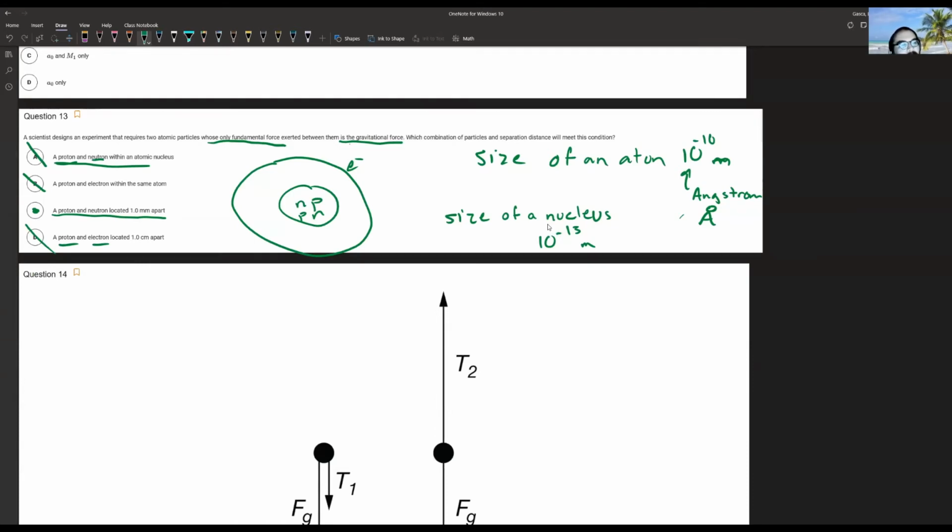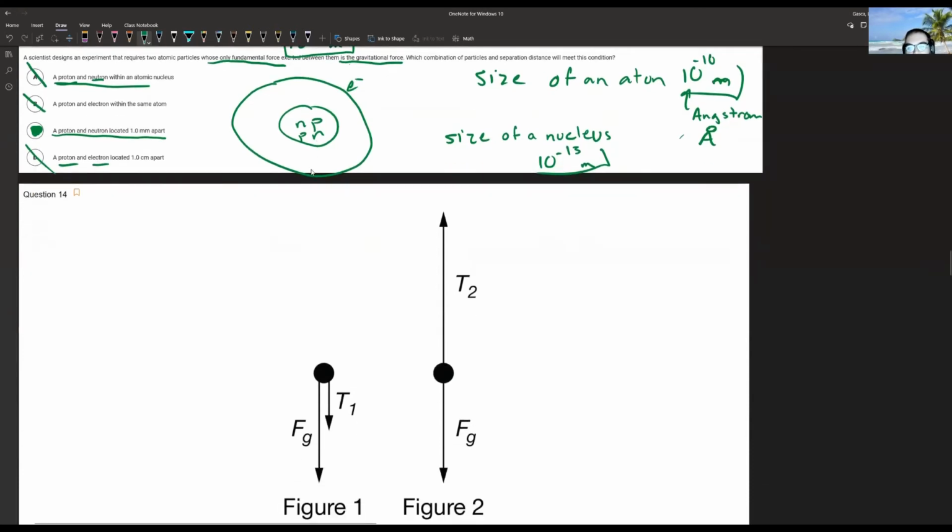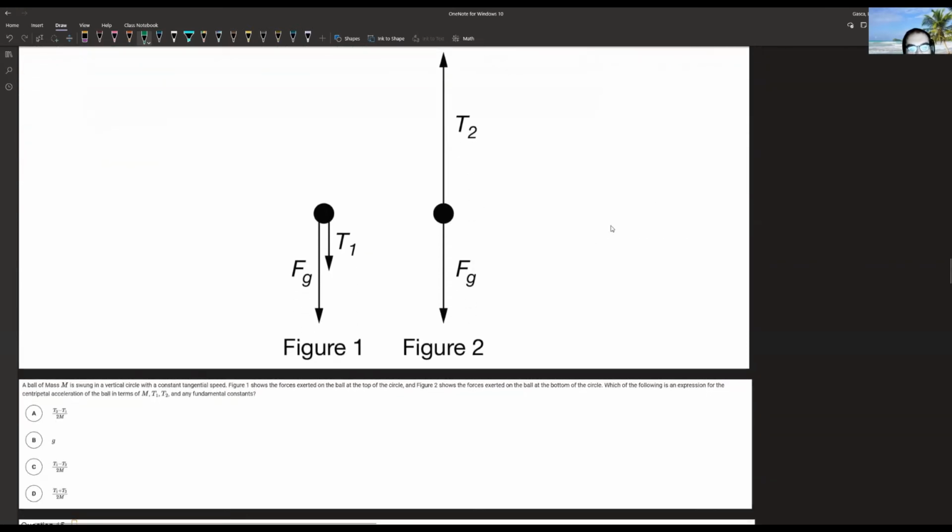So we need to be, well, 1 millimeter. Then 1 millimeter is 10 to the negative 3 meters. So this is a lot bigger than these distances. So we're going to want to separate them far enough so that the nuclear forces are negligible, and we're going to want to use a neutral charge in there so that there's no electrical force.